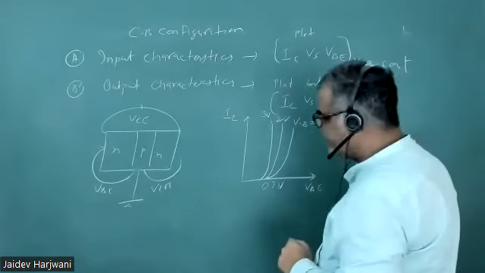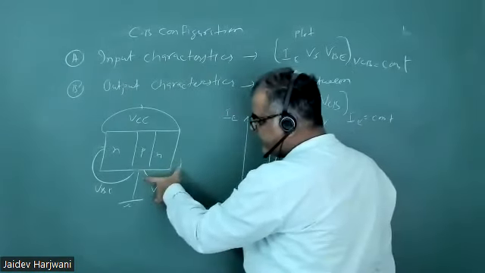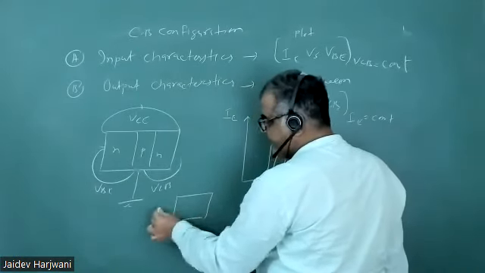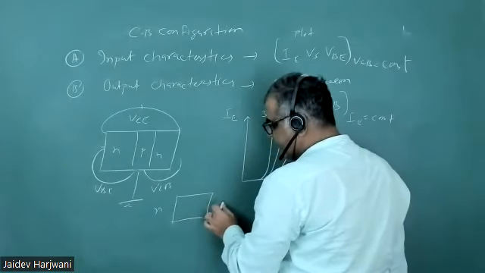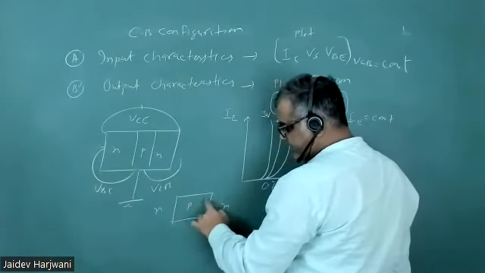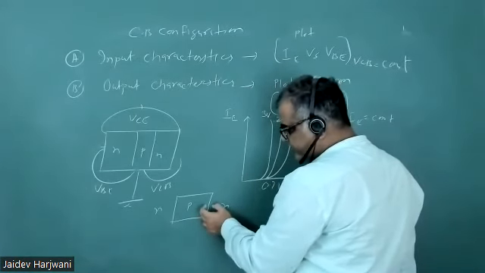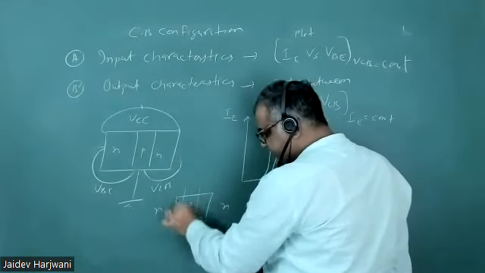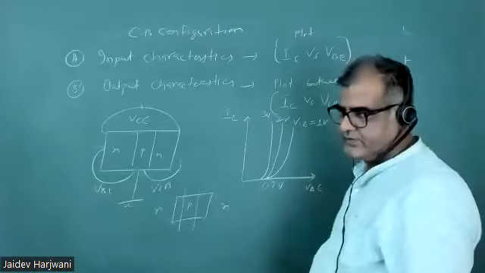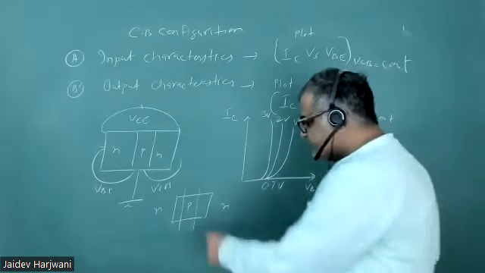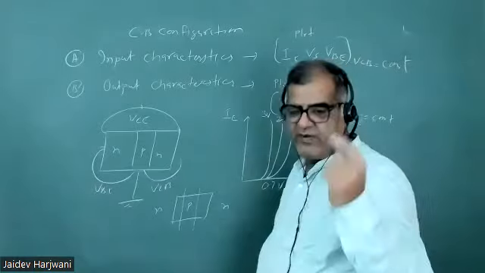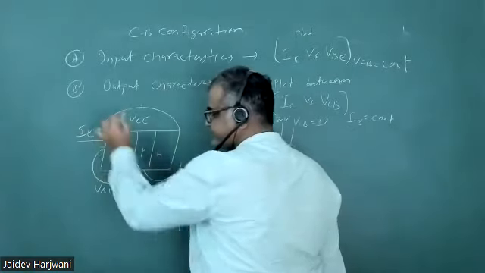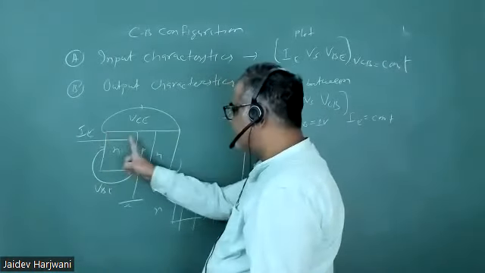Now try to understand what is happening. Whenever I apply VCB here, VCB is a reverse bias. Between N and P, and P and N, there's a junction. Whenever you apply reverse bias, the depletion layer width will increase. If the depletion layer width increases, your base becomes smaller. And once the base becomes smaller, the probability of recombination decreases, because ultimately your IE is coming here, and that is making IC.